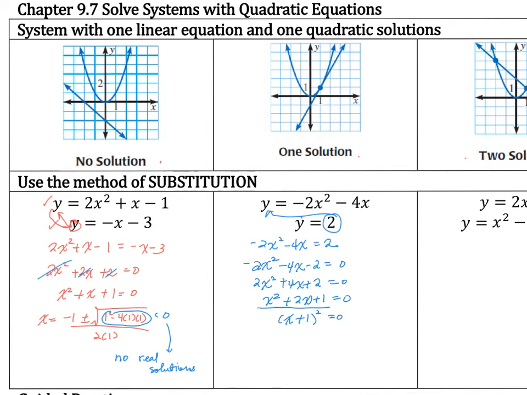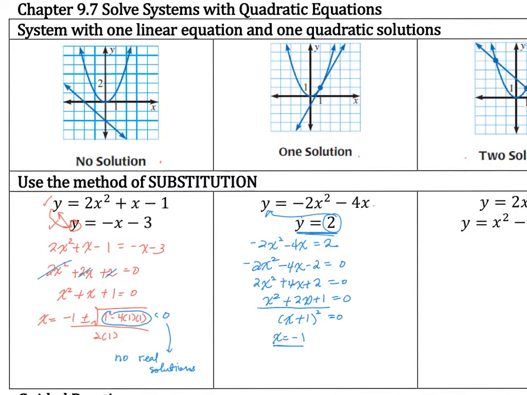You can use any method to solve for the x. I'm just choosing the way that I think will be easiest. And then now x would equal negative 1. And I only have one solution here. And now when x is negative 1, y must be 2.